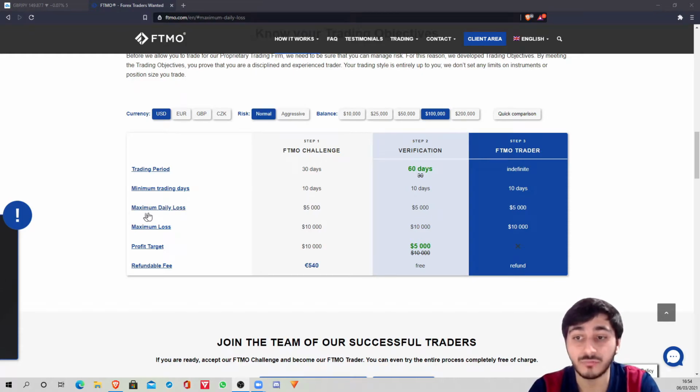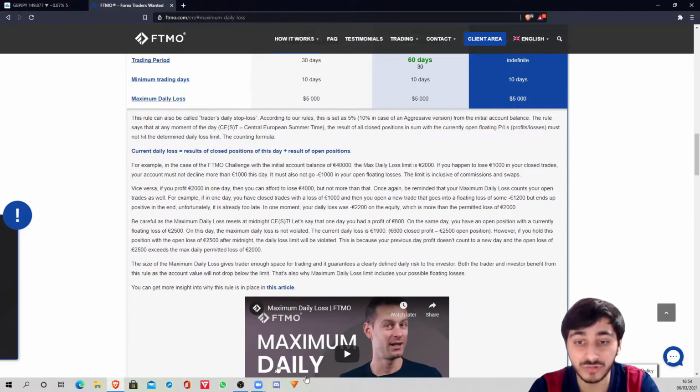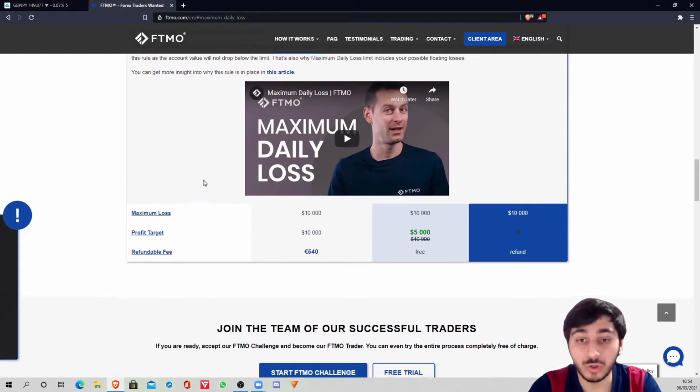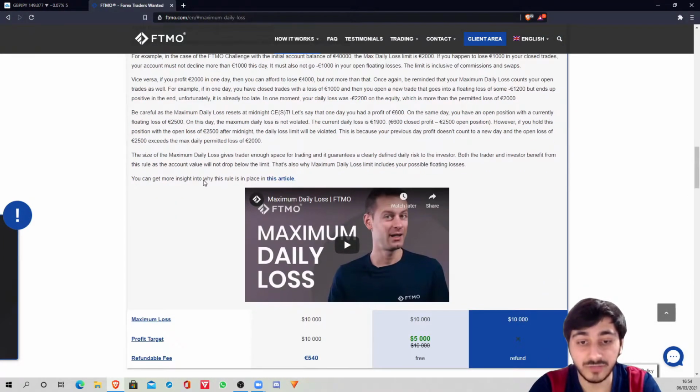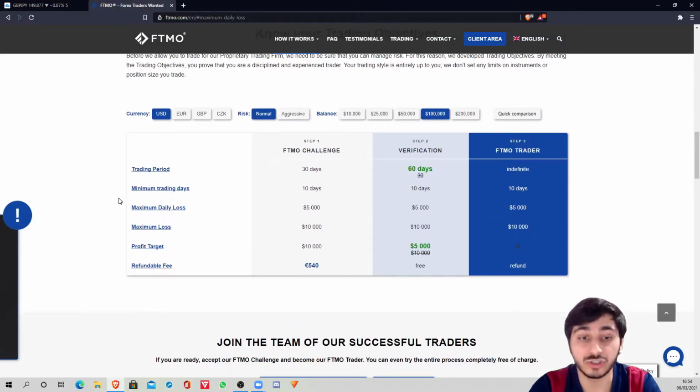So what I'd recommend you to do is click on this here and make sure you thoroughly read this and understand what they are asking and what the requirement is to make sure not to violate this trading objective, and so your trading challenge does not get cut short because you didn't understand what these requirements are. And that goes for the maximum loss as well, and the minimum trading days and the other requirements they have here at FTMO for the FTMO challenge.